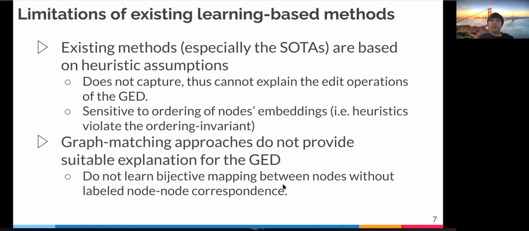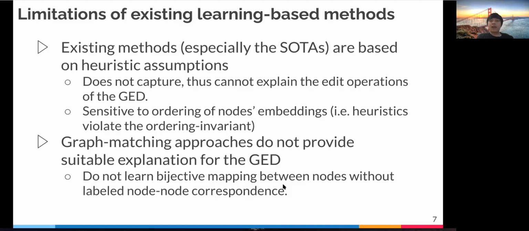While this method works well in practice, there are some important limitations. First, the models are based on some heuristic assumptions and do not capture or explain the edit operations of the GED, similar to the edit sequence example that I provided previously. Second, to achieve the best result, the method violates the ordering invariant constraint, and therefore the performance can be sensitive to the specific choice of the ordering in practice.